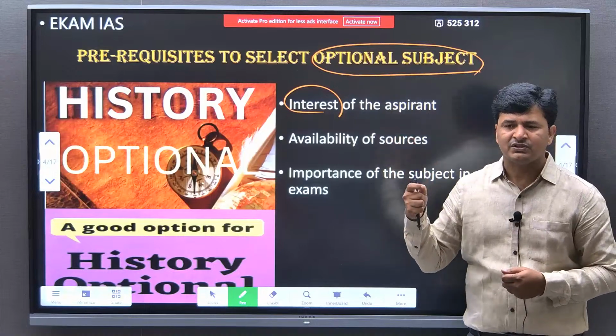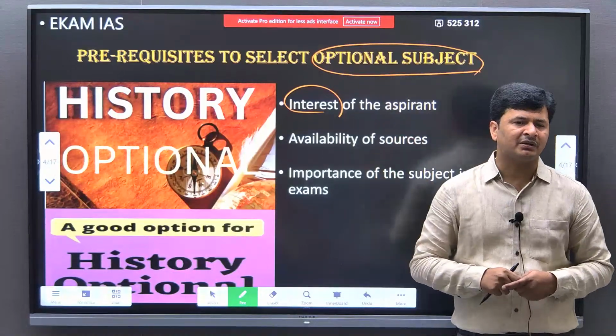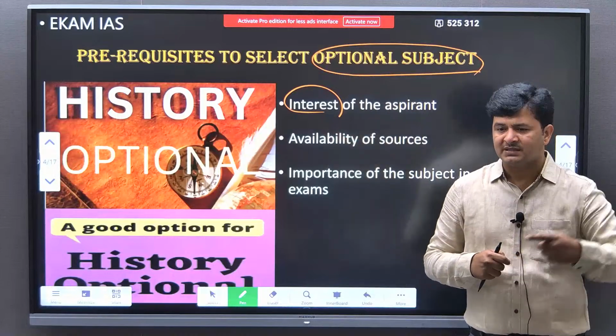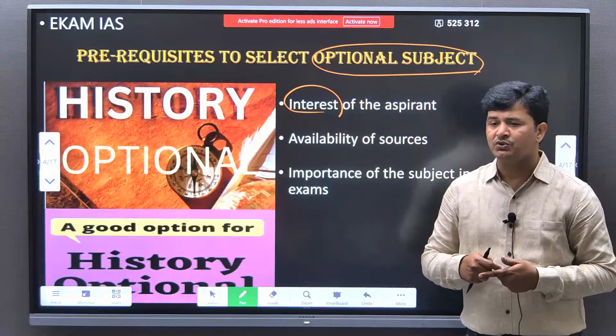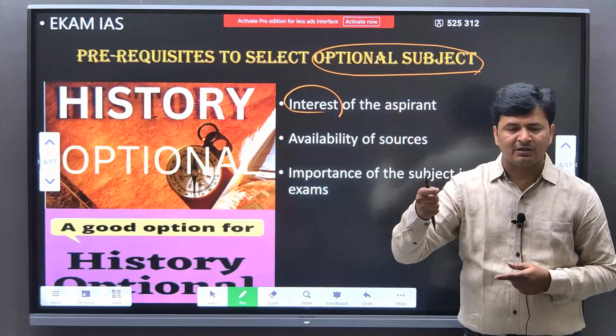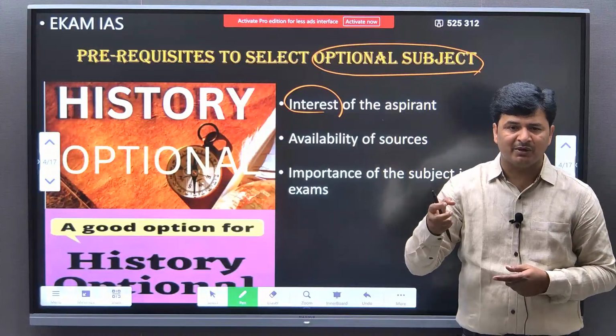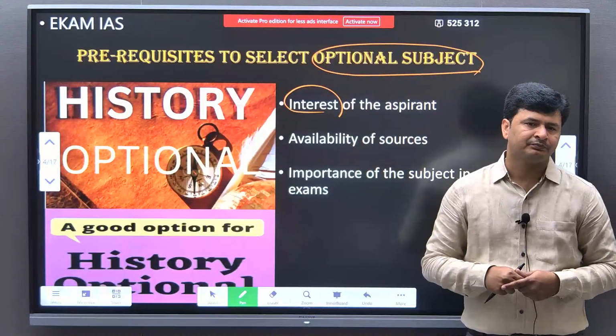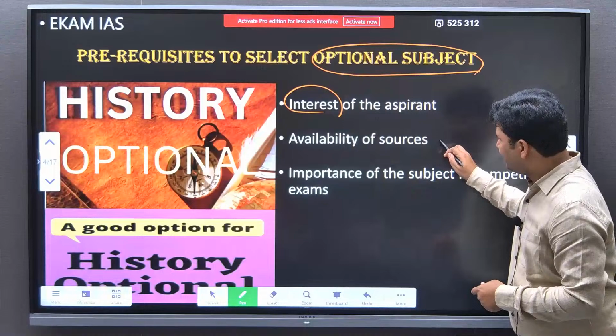So in selecting an option, first there should be interest. Someone has suggested it to me, so I have to take it. Some ranker has suggested it, so I am supposed to take it. In previous years, this particular optional subject scored these many marks, so let me try. No, first, what is your interest? And followed by availability of sources.